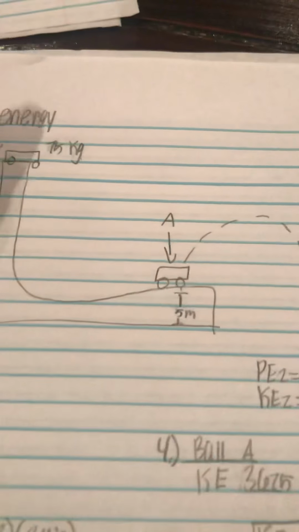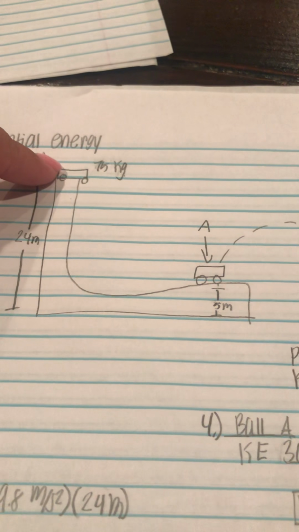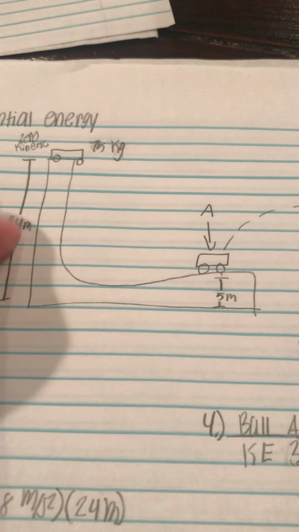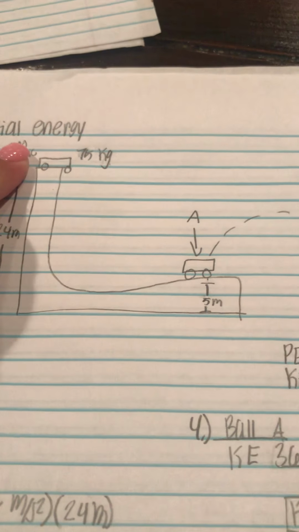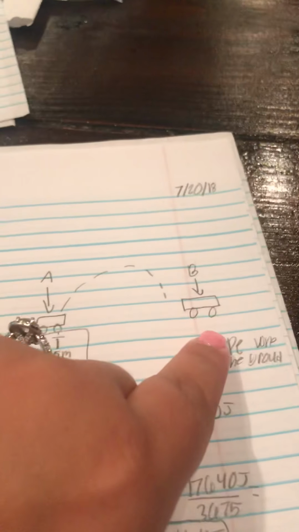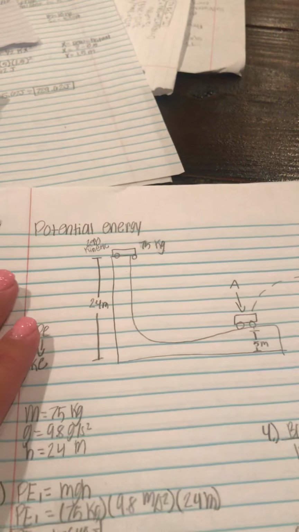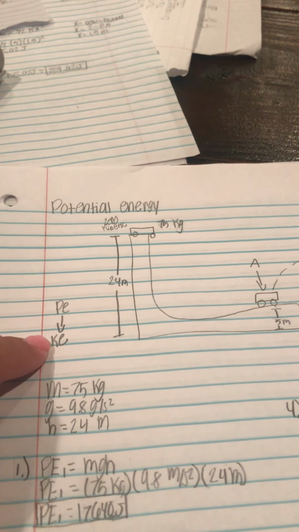So we draw the ramp. We have a skateboarder up here, which is 75 kilograms. We have a 24-meter tall ramp, and at point A, it's only 5 meters, and this is point A, and this is point B landing off the ramp. Right now, we have 0 kinetic energy at the top. We're going from potential to kinetic energy.